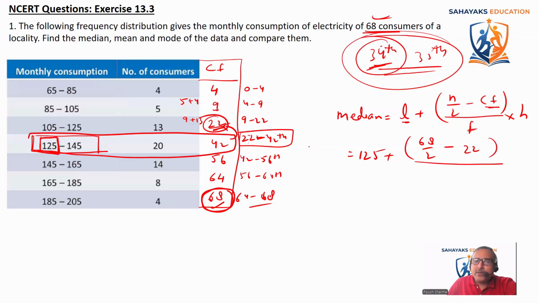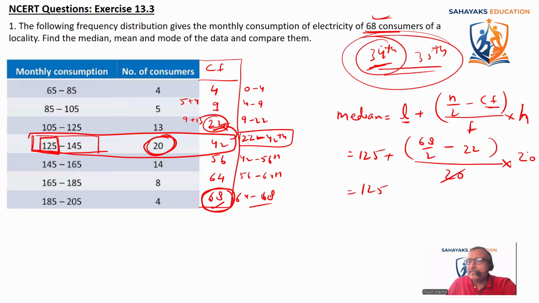F is the frequency of the median class. What is the frequency of the median class? 20. This is the frequency of the median class. So I'll say divide by 20. And H. H is the class size. What is the class size? 125 to 145. The class size is 145 minus 125. That is 20.